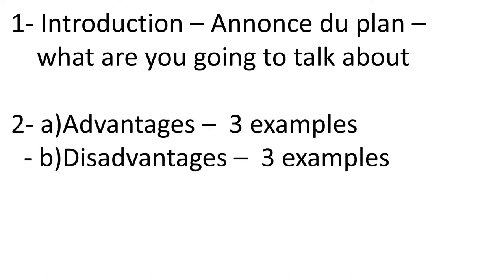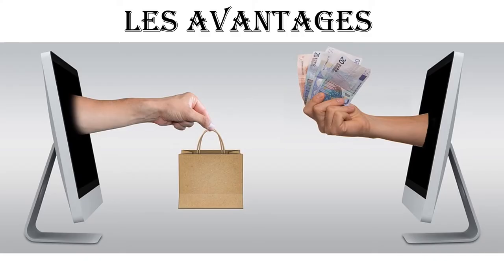So what I would advise you to do is to have one part for advantages and another for disadvantages. Don't put them together. And I would advise you to write at least three examples. Minimum two, but I would say three examples is good. And then you conclude. So this is the structure of this particular essay. And I do say particular because not all essays are going to have advantages and disadvantages. Les avantages, advantages. So now let's read together the first part of my discussion.